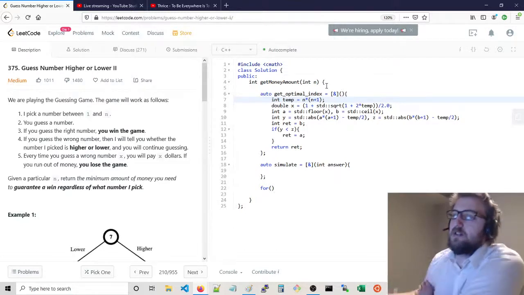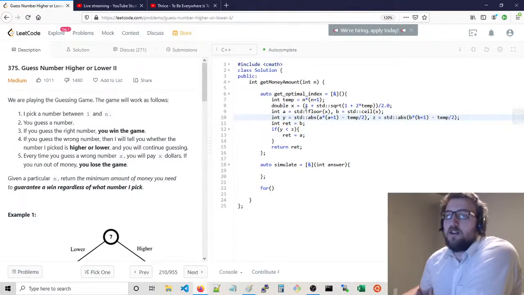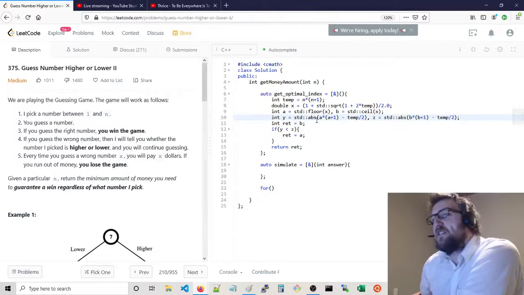So Y represents A, Z represents B, and we default to B, and if Y is less than Z, so Y is better than Z, then we switch to A, and we return that index. Hopefully this makes sense. Obviously this Y and Z, we can just place those right in there, but what we want is to get this optimal index for X.